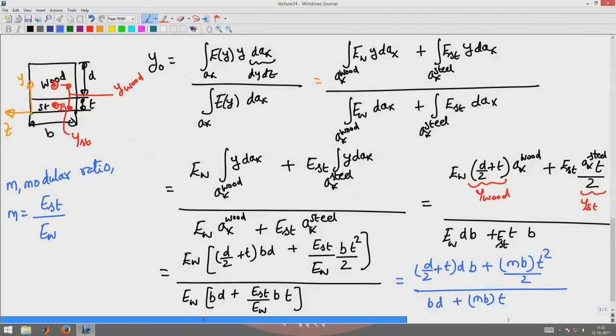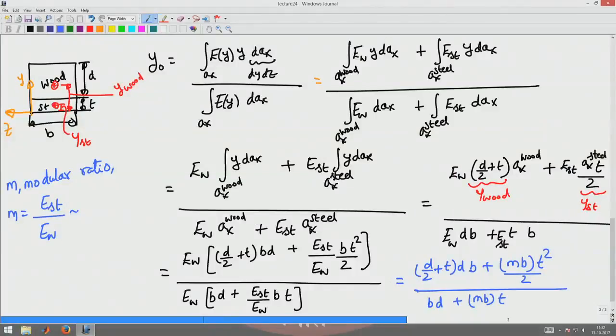So, what I am going to do now is change the width of the steel to m times the width of the steel, where m is the modular ratio. In that sense, I can make this beam a homogeneous beam as though it is made up of wood. Typically this modular ratio E steel by E wood will be of the order of 10. So, I have to increase the width of the steel by 10 times. So, I will have a cross section something like this.